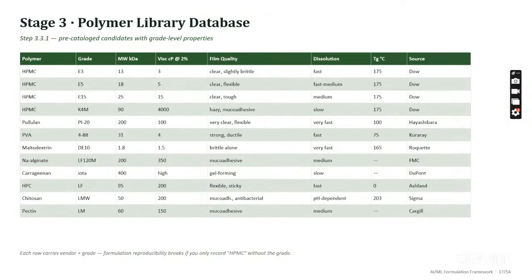Next, the polymer library. In the polymer library, we pre-catalog candidate polymers with grade-level detail. The point on this slide matters: record the grade, not just HPMC. Reproducibility breaks if you drop the grade. For HPMC E3, the molecular weight is 13 kDa and the viscosity at 2% is 3 cP. Film quality is clear, slightly brittle.